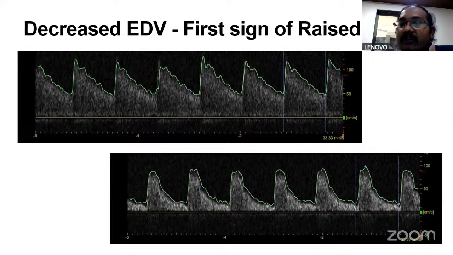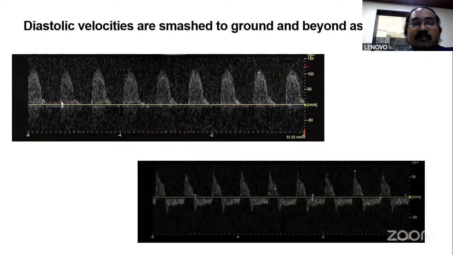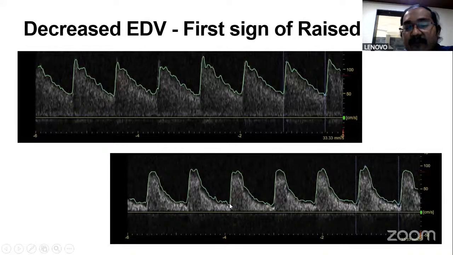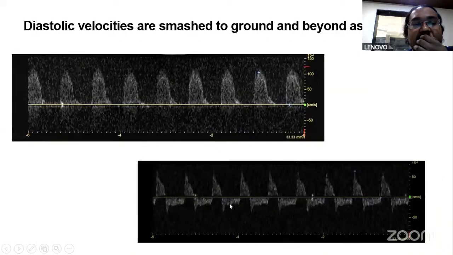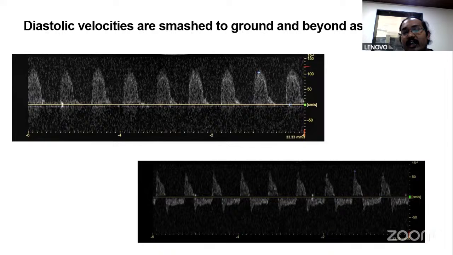So if we don't intervene, the ICP increases and impedes the flow. So now you can see that previously the end diastolic velocities have decreased, but they have not reached the baseline. Whereas here you can see that the end diastolic velocities have reached baseline. There is no end diastolic velocity above the baseline, so it is zero here. Whereas here also, if we have not effectively controlled the ICP, then there is a reversal of diastolic velocities. So this is reversal of diastolic velocities.